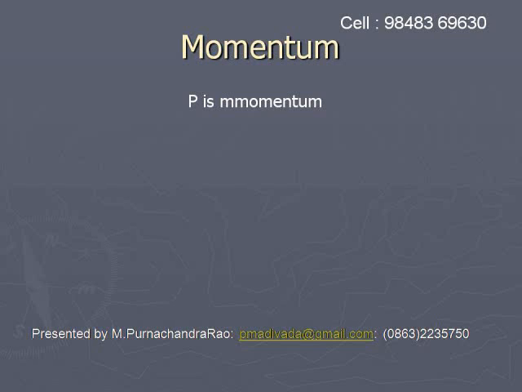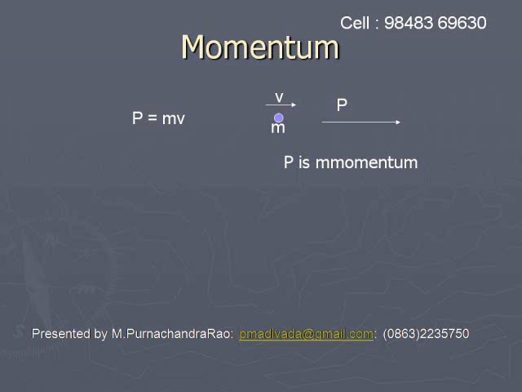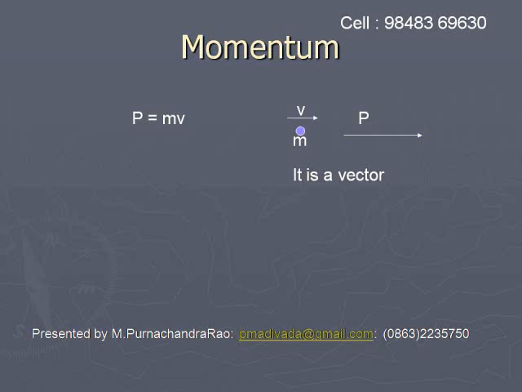Momentum. Before we study second law, we have to understand momentum. We know that momentum is the product of mass and velocity. P is the symbol used for momentum. m is mass, v is velocity. mv is momentum. It is a vector quantity, represented by the vector P. The direction of momentum is same as that of velocity. The velocity is from left to right, so the momentum is also from left to right.